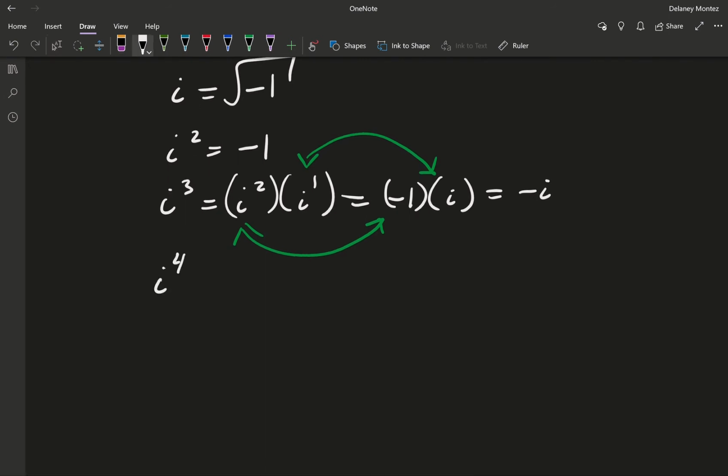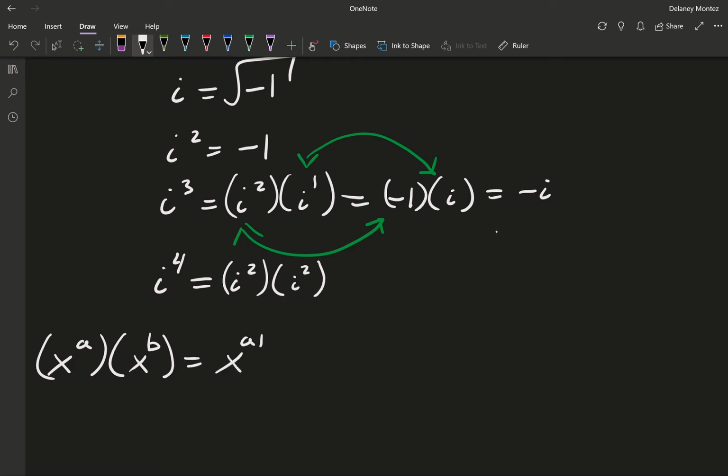What's i to the 4th? Well, i to the 4th is the same way as doing i squared times i squared, because when you multiply exponents, remember, if you're multiplying powers with the same base x, x to the a times x to the b gives x to the a plus b. So we're just going to add; this is our a, this is our b, this would be our x here. We would just get i to the 4th. So that's why we can do that.